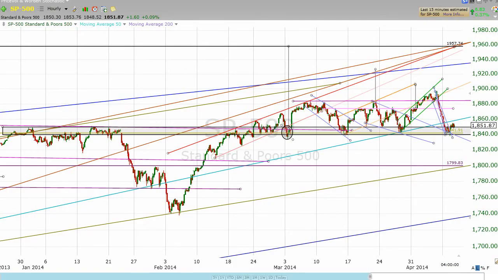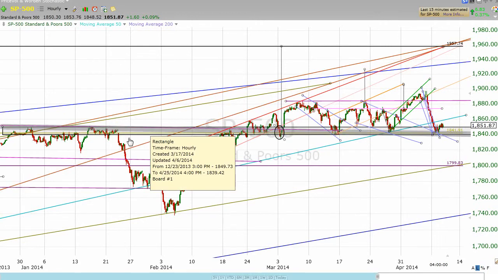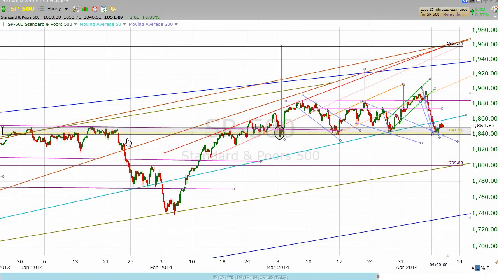Starting out with an hourly chart, this helps us put it in perspective that we had this inverted and truncated head and shoulders pattern here with a well-established resistance area between 1840 and 1850, and that's not exact. I'm calling it that because that's about where it is. But as we saw today, we got a little bit under 1840.